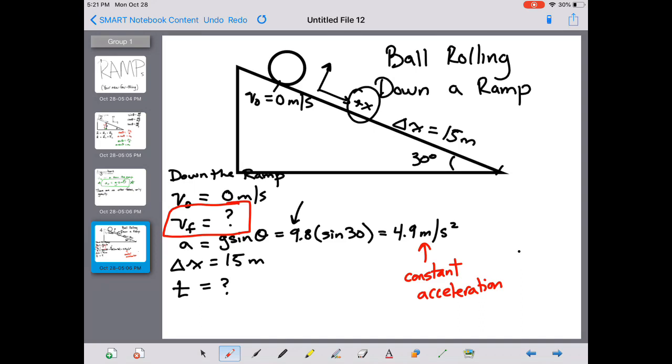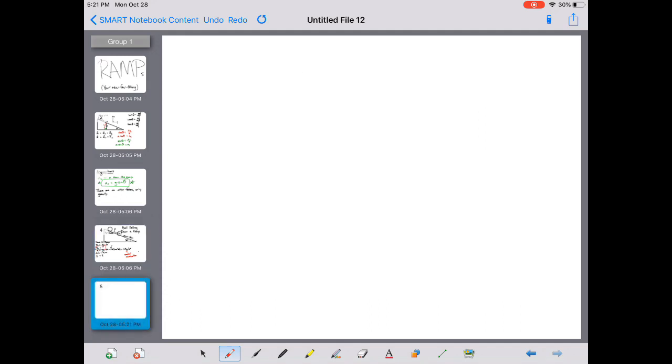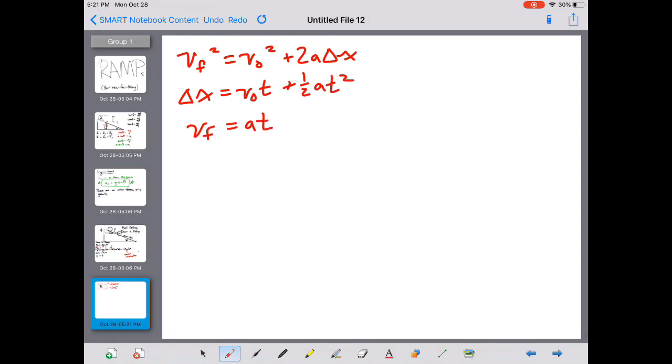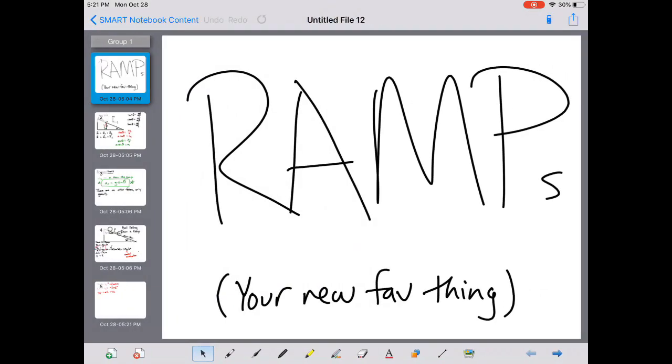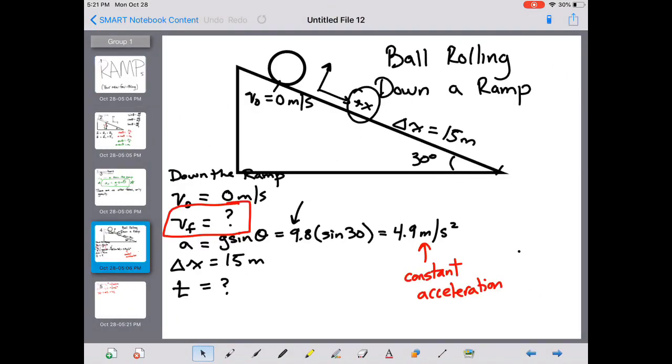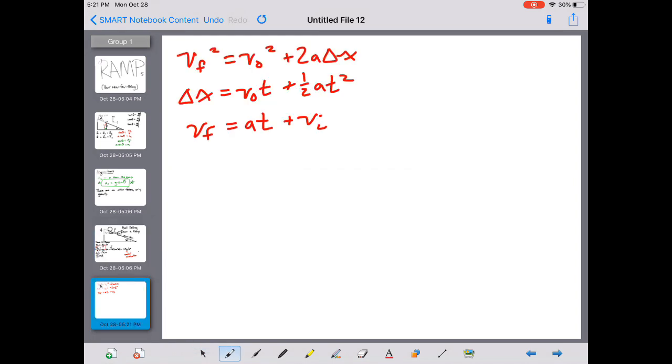So now, if I look at this problem and I want to figure out my final velocity, I need to look at what equations are available to me. V final squared equals v initial squared plus 2a delta x. Delta x is equal to v initial t plus 1/2 a t squared. And v final equals acceleration times time plus v initial. If I look at the information that I have here, I want to know v final, and I don't care about time. So I need to look for the one equation that doesn't have time in it. And that's that one right here.